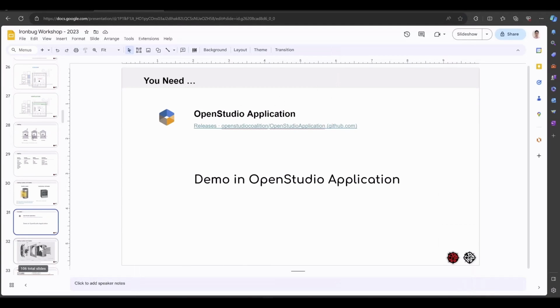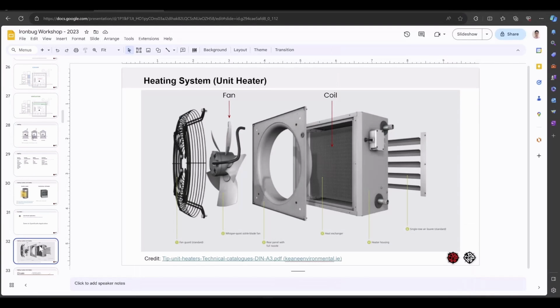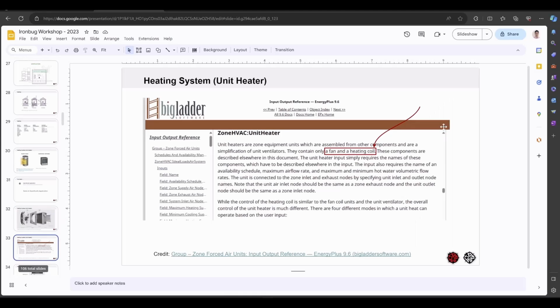Now let's go back to the slides. As I mentioned, this is a real unit heater. From this diagram, you can see the two main parts are a fan and a coil, which you can see from the EnergyPlus documentation. The unit heater here contains a fan and a heating coil.